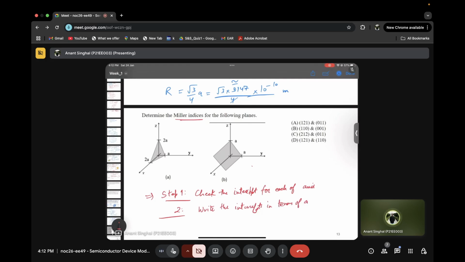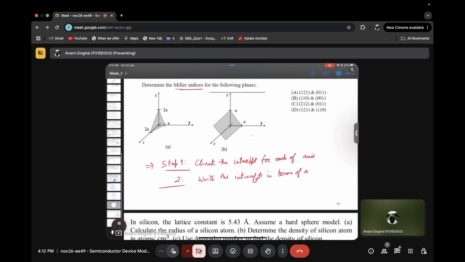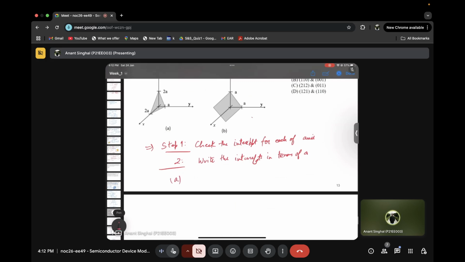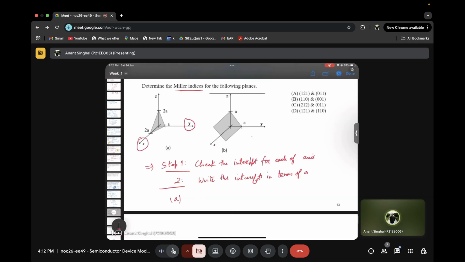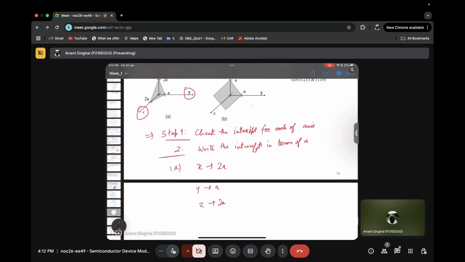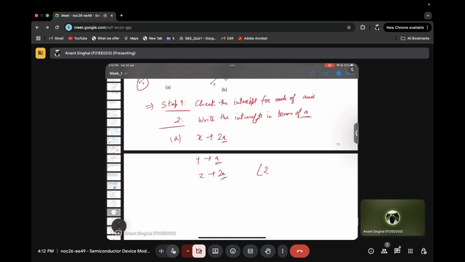For example, let's say in figure A, we have X, Y, Z. So X is 2a, Y is a, Z is 2a. Now the second step was to write in terms of a, so it is already written in terms of a. It is nothing but 2a, a, 2a.